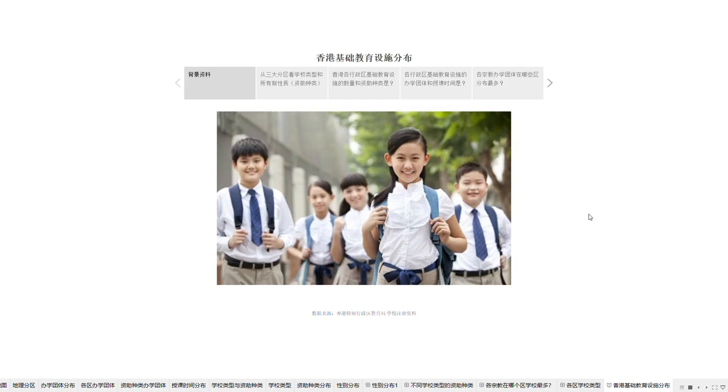So this is my design project of data visualization of Hong Kong schools and educational resources, based on the official data from the Hong Kong Education Bureau. The software used for the data visualization is Tableau. It's a professional data visualization and analysis software. And yeah, let's begin.